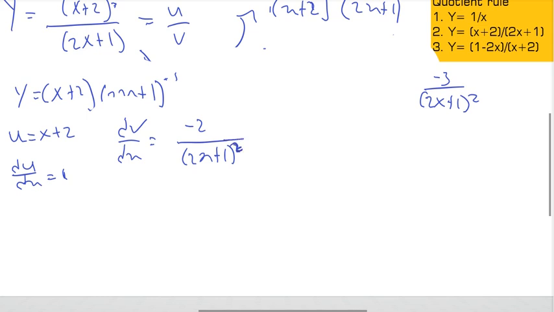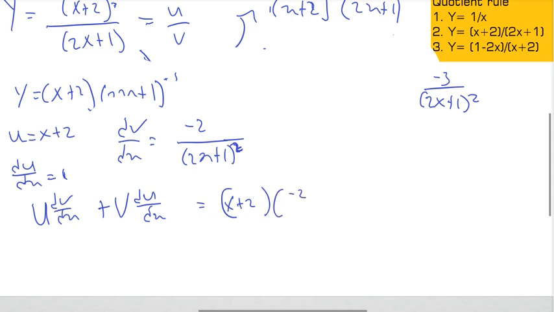Raised to the power 2. So now applying our product rule formula, which is u dv/dx plus v du/dx, right? So our u is x plus 2, multiplied with dv/dx. dv/dx is minus 2 over (2x plus 1) everything squared. Then we have plus our v, which is (2x plus 1) raised to the power of minus 1, multiplied by our du/dx, which is just 1, right?